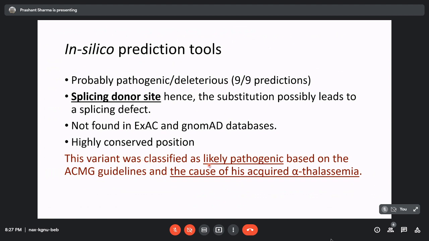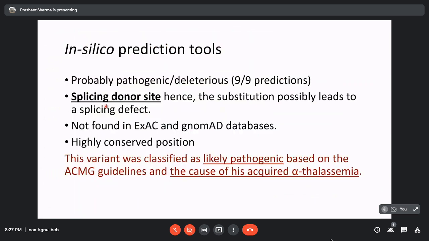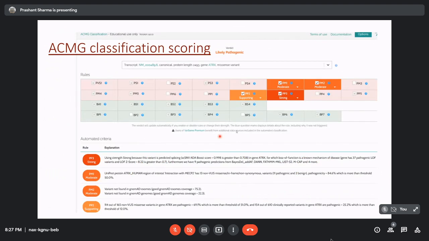So this variant was classified as likely pathogenic based on certain guidelines that we use, and was most likely the cause of his acquired alpha thalassemia. So this is what the ACMG guideline does, based on different pathogenicity prediction criteria, depending on basically the criteria that we mentioned here. It's a splice site, it was not found in the genomic databases, and it's a highly conserved position. So this is very likely to be pathogenic.